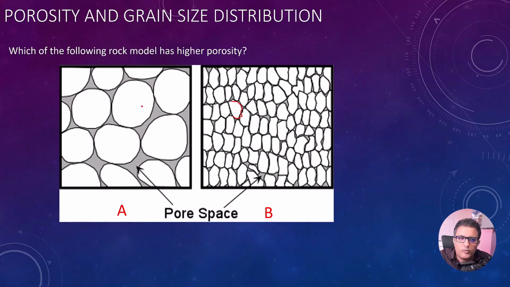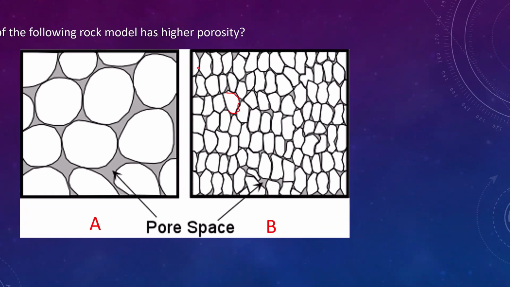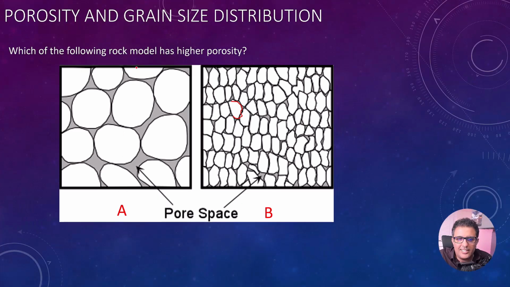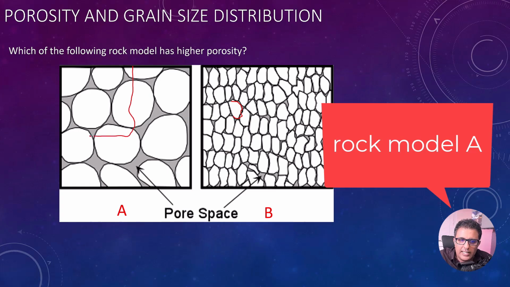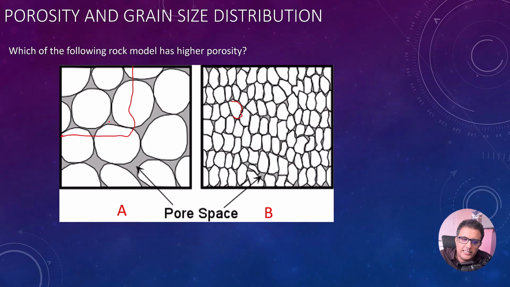Now, having said that, which of the following rock models has higher porosity? This is the question. I'm going to give you a few seconds to think about it. Okay, guys. Many times, I've noticed that most of the students answer that rock model B should have greater porosity, and the reason is that they say we have bigger pore space here.